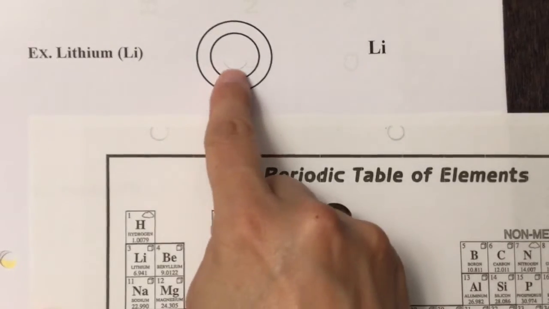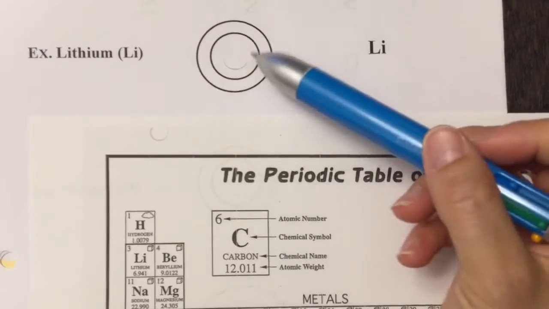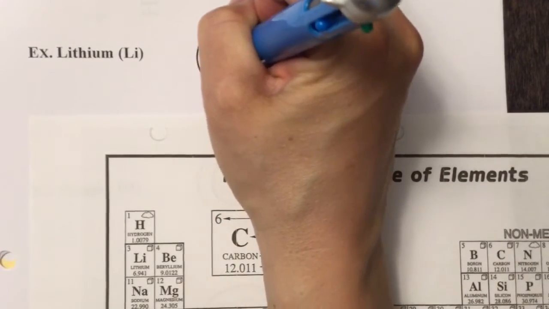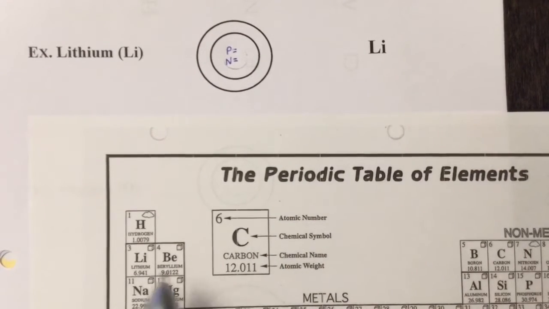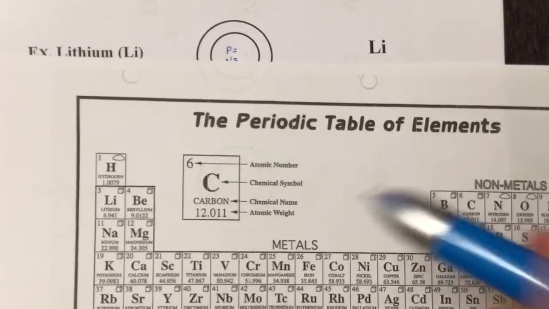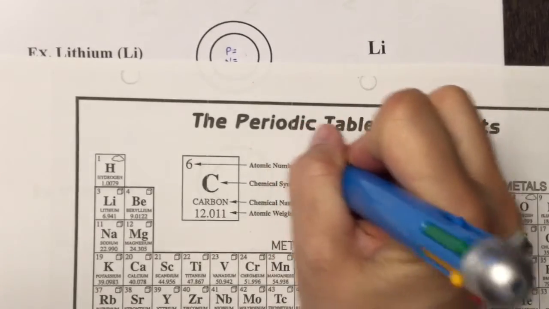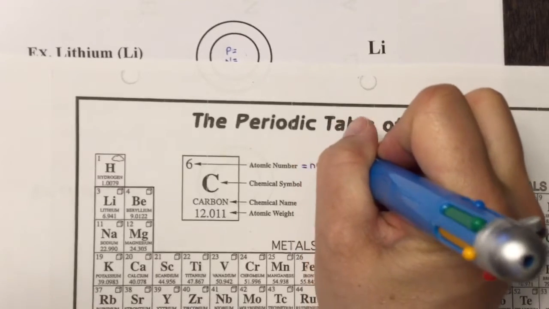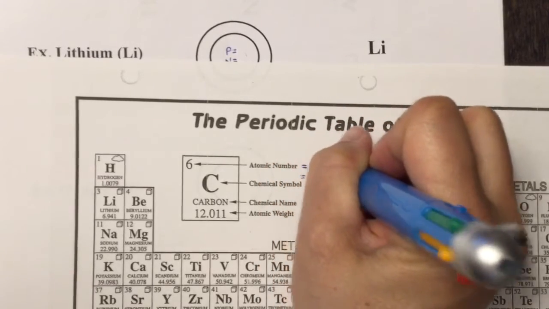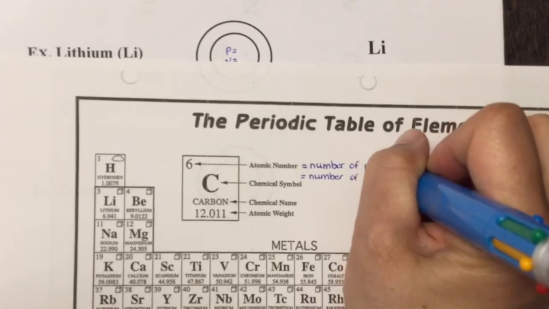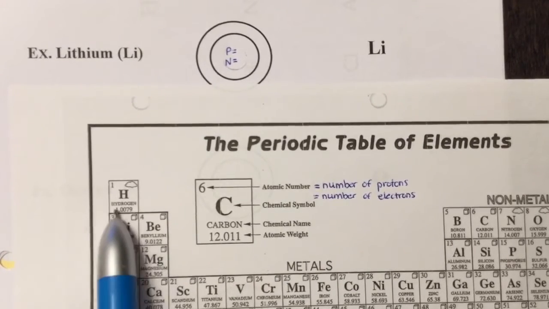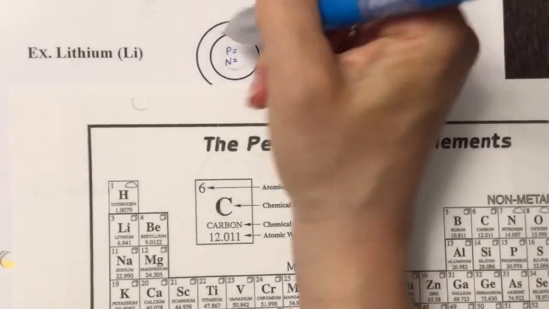You can see a little shaded circle here. Let's make that our nucleus. Inside our nucleus, we're going to write how many neutrons and protons we have. So I'm going to write P equals and then N equals. The number of protons, remember, is the same as the atomic number. Maybe I'll write that on my periodic table: atomic number equals number of protons equals number of electrons. You should add that too. My atomic number is 3, so I'm going to have 3 protons.